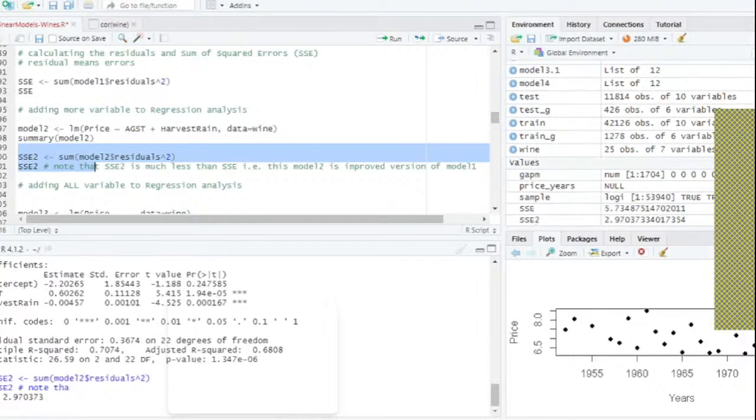When you're done till 101, type 101. So what is the SSE? The sum of squared error has further reduced. Did you see? When I am trying to predict my price with two variables, AGST and harvest rain, I am further able to reduce my sum of squared errors. Everyone got the same 2.97? All of you got the same thing? I'll wait for some confirmations. If you have done till 101, type 101 in the chat window.